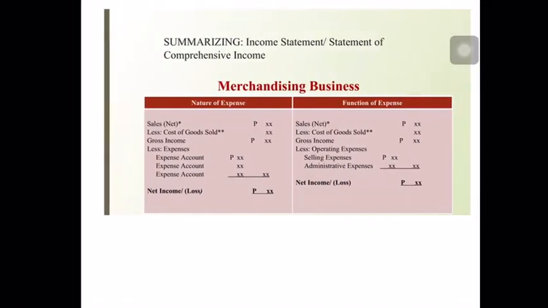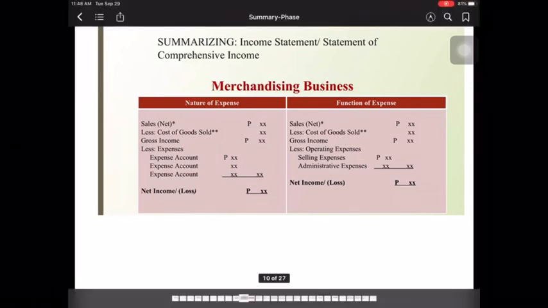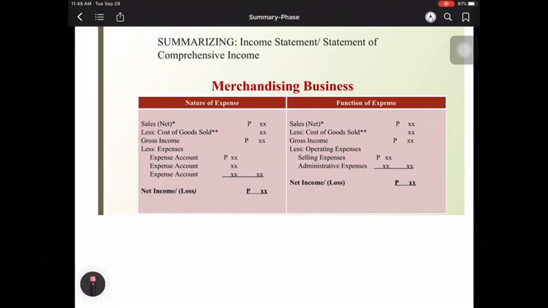Okay, so it would be different if we take into account a merchandising business, because when we prepare an income statement of a merchandising business, it may apply either of the two forms. It could apply the nature of expense method or the function of expense method. Under nature of expense, just the same, we are simply going to itemize the specific accounts, so list down all the specific expense accounts that were incurred by the business. Just take note of this new account title here.